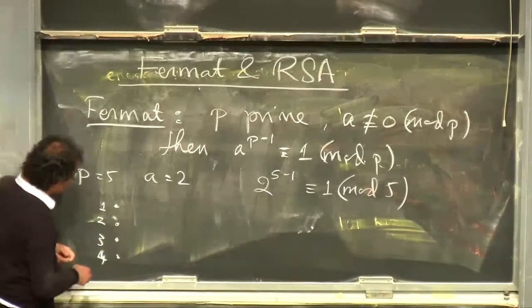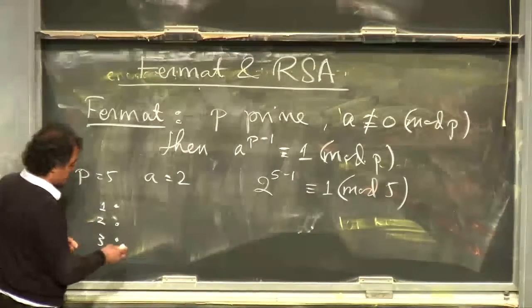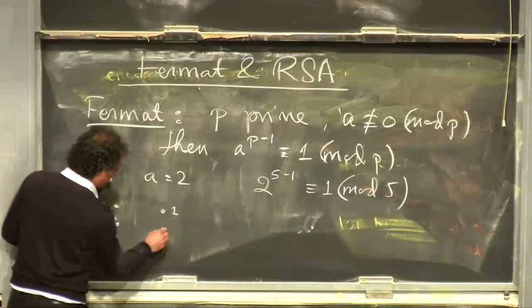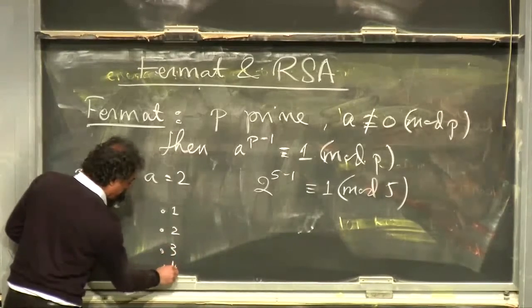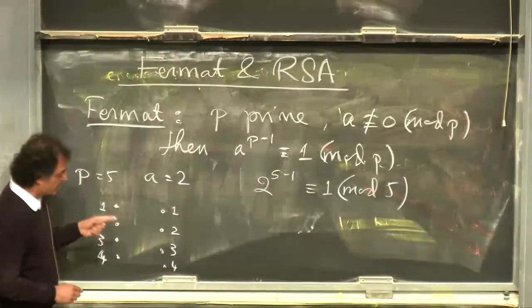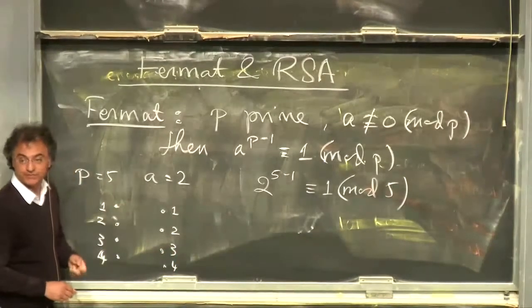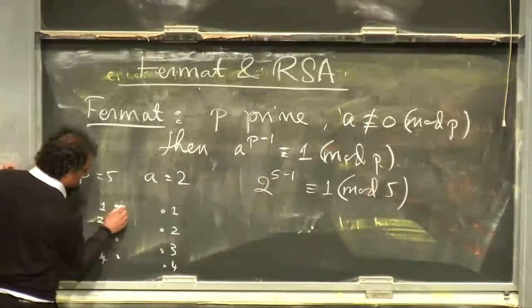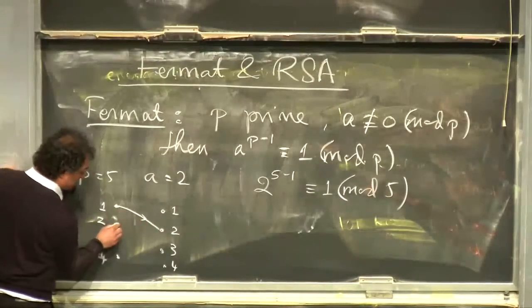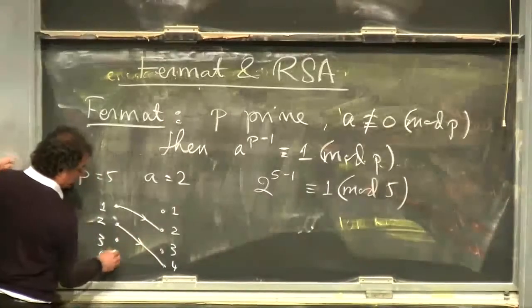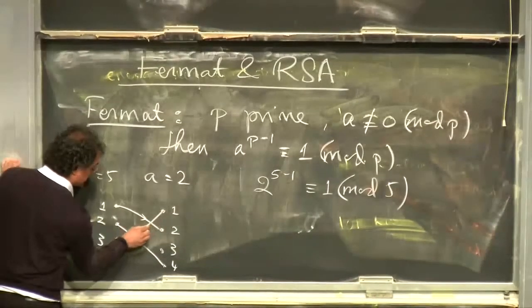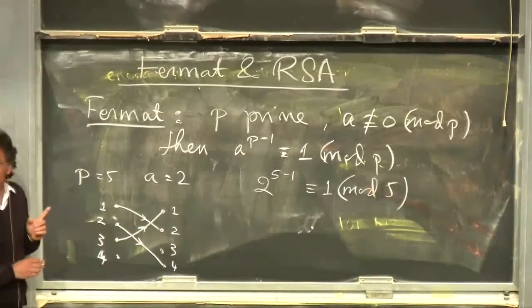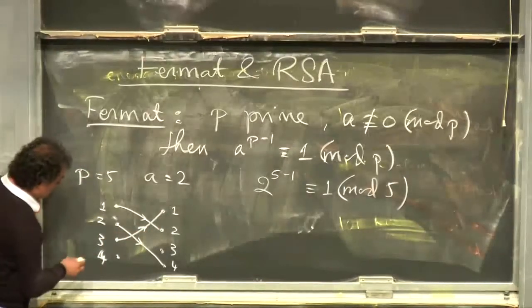And then he said, well, let me try mapping these. So let's map these to the set 1, 2, 3, and 4. And the way he mapped them is by multiplying each one by 2. Okay, so 1 times 2 is 2. 2 times 2 is 4. 3 times 2 is 1, mod 5. 4 times 2 is 3.